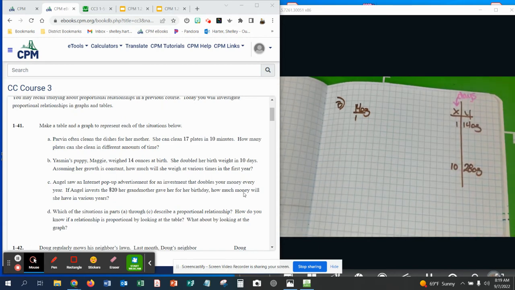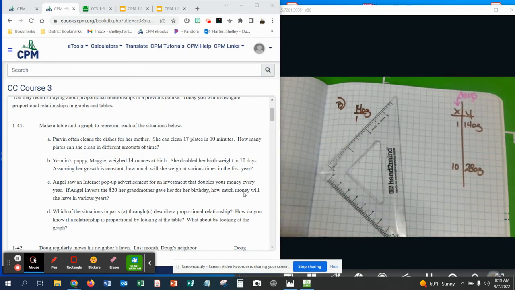Now they want us to graph it. Can we make a graph right here? Yes, we can. So we're just going to do this.